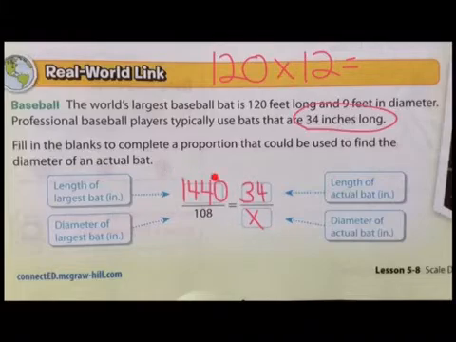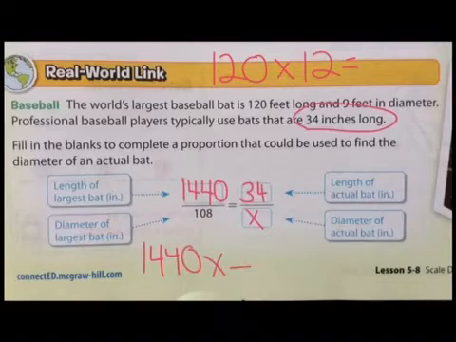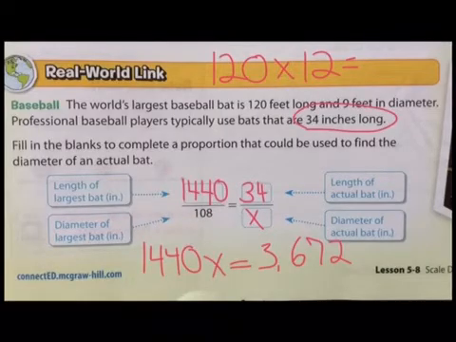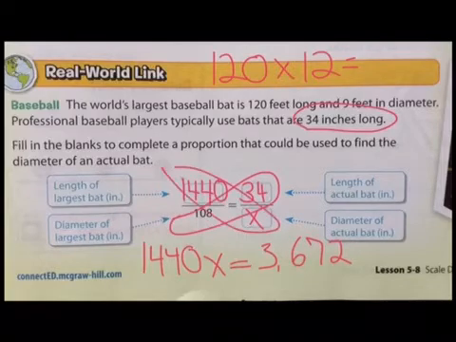Again, we can do cross product. Okay, we can do cross product, or we can see what we did to the 1,440 to get 34. I guess you could divide this by this, and whatever you get, you divide this number by it too, and you get your x. But let's do cross product so that it looks like this: 1,440 x equals 3,672. So that's 108 times 34. That's what we did. We did cross product. I multiply those two, and I multiply those two.